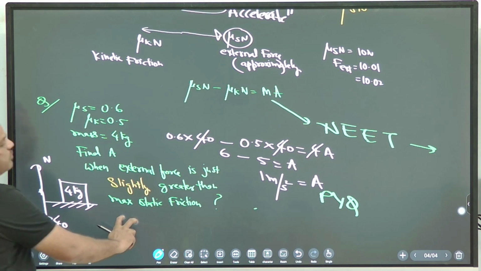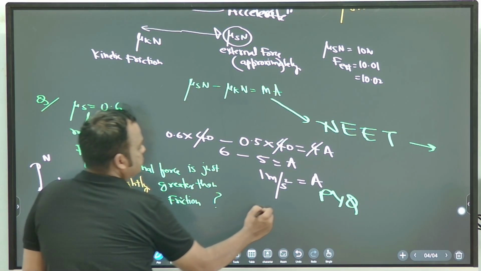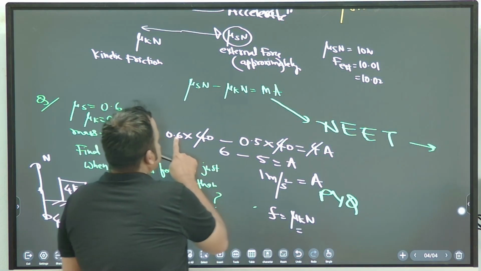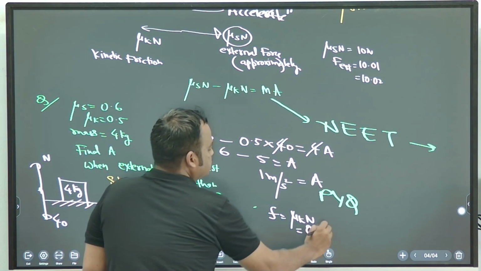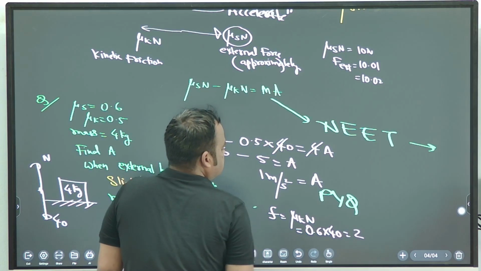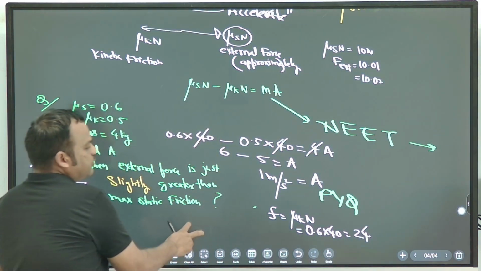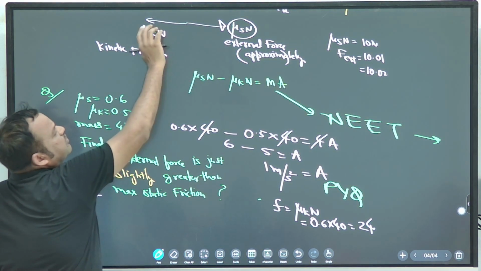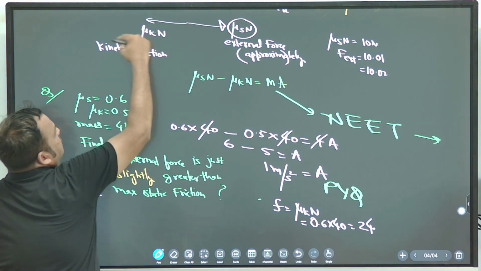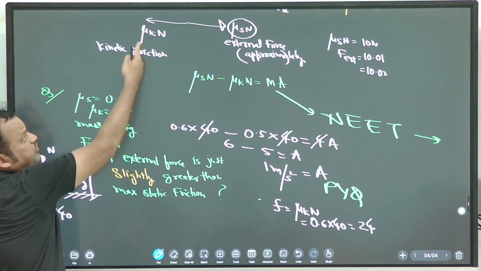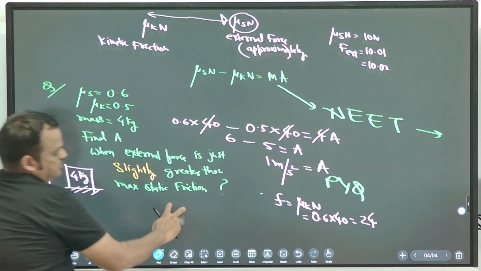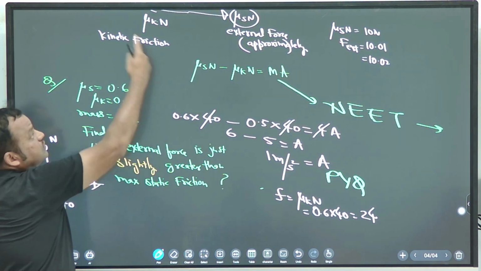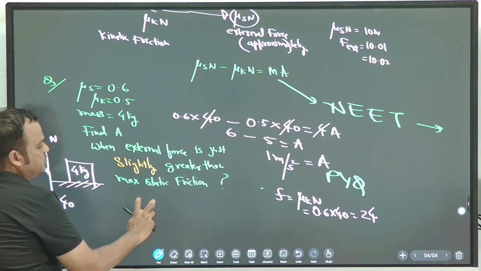And what is the friction value? How much is friction force? Mu Kn. Friction is mu Kn. So 0.6 into 40, 24. Friction force is 24. Clear? So when it is moving or accelerating, then it is a kinetic friction. Remember, if it is not moving, not moving means static friction. Moving means kinetic friction.